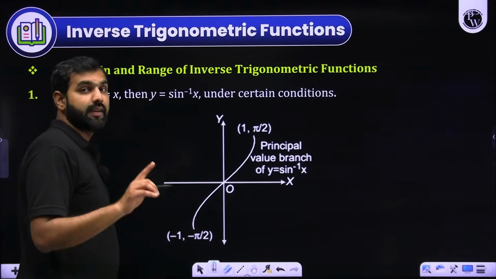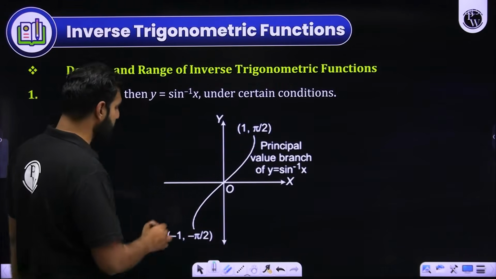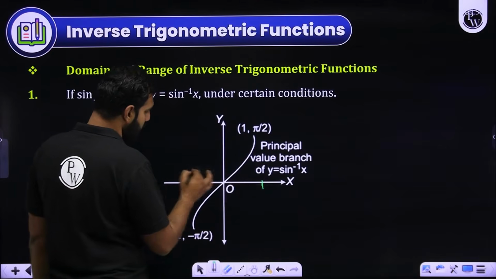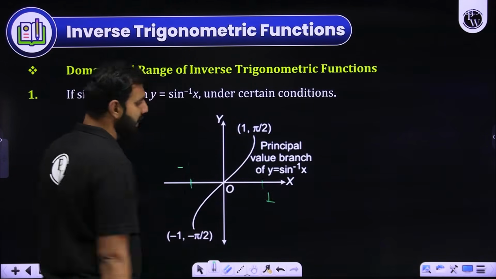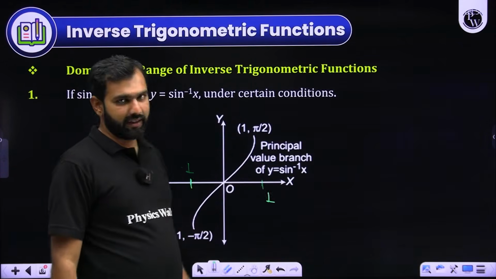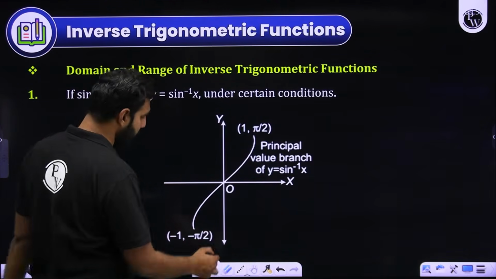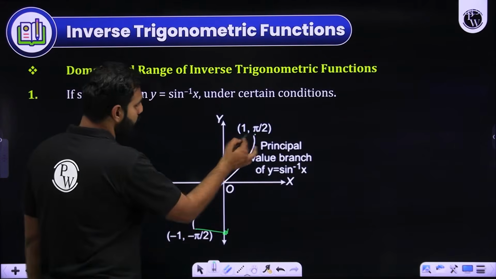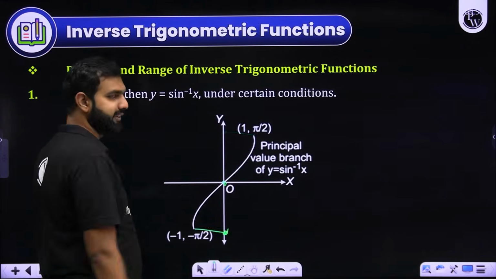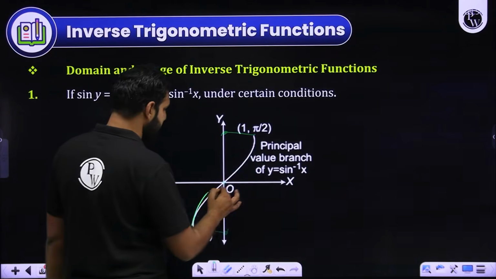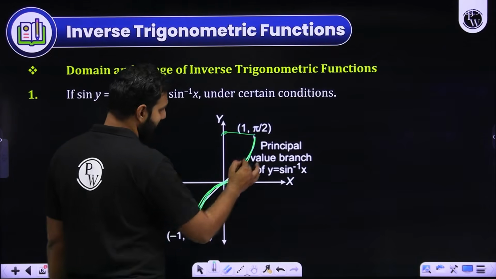Sir, the range of sine x was minus 1 to 1, so that will become the domain here. So it will be from minus 1 to 1. Do you remember that? And the domain of sine x, which was minus pi by 2 to pi by 2, will now become the range here for sine inverse x. So that will be from minus pi by 2 to pi by 2. Of course, at 0, it is 0. So this is how you will see its graph getting formed. Can you see it very clearly here?